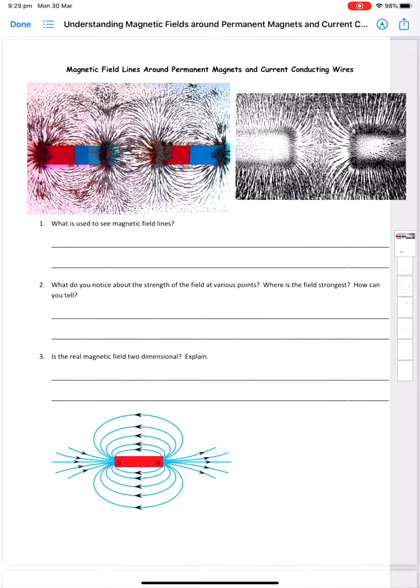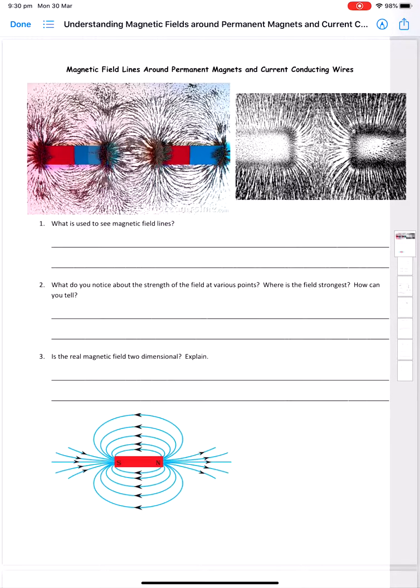We're about to start a new section of electromagnetism, and first we have to look at magnetic field lines. I'm going to be looking at magnetic field lines around permanent magnets and also around current conducting wires. When we look at current conducting wires, that's the first time you're going to see how a current can create a magnetic field. In other words, movement of electrons creating a magnetic field, electromagnetism.